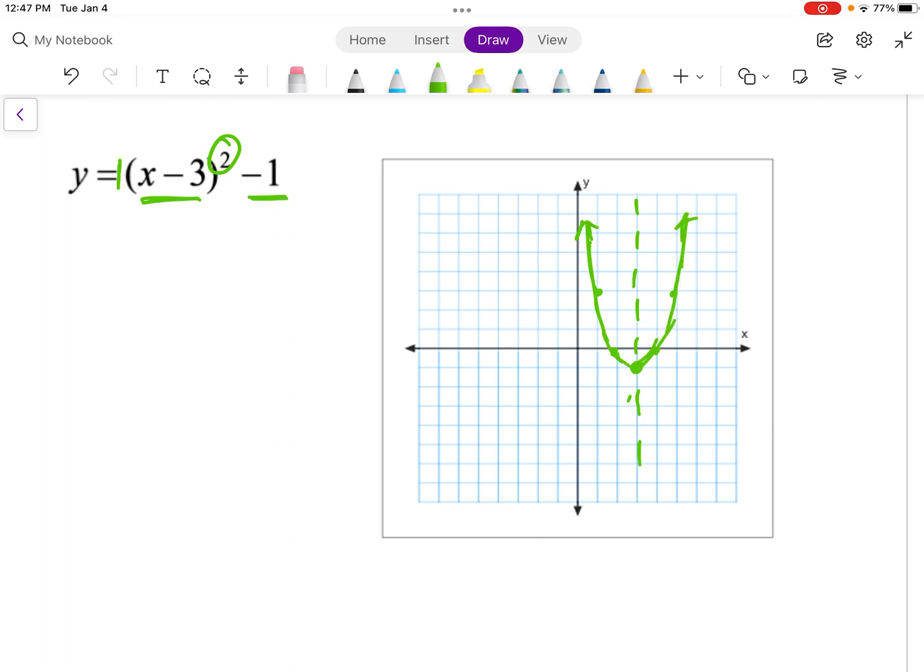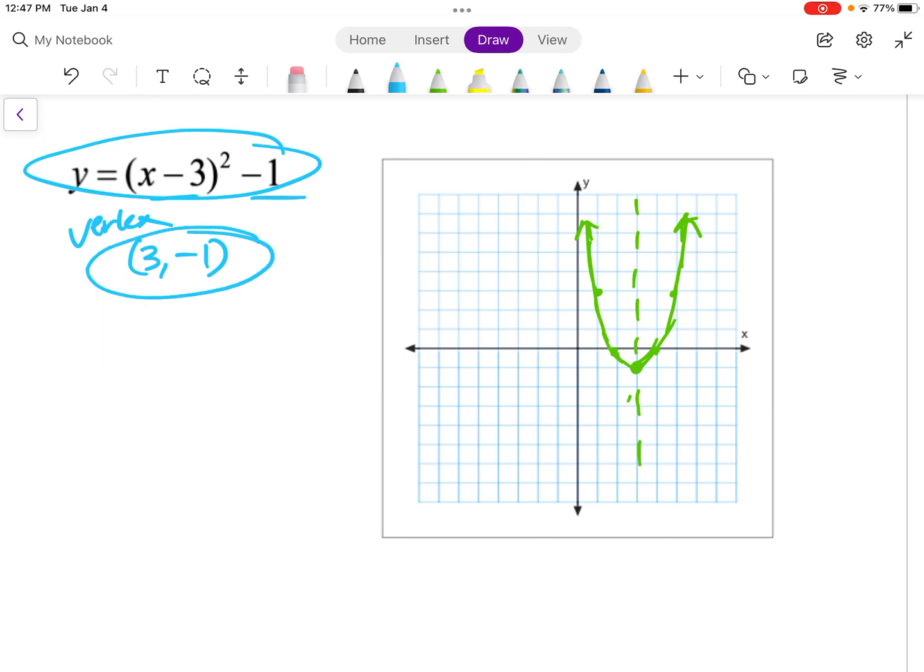And we can do all of that just using transformations. Usually this is referred to as vertex form of a quadratic. And the reason why we refer to it that way is because I can just look at this and I can tell that it's right 3 and down 1. So the vertex is right 3, down 1. So there's my vertex. Just by looking at the equation, I can tell what the vertex is.